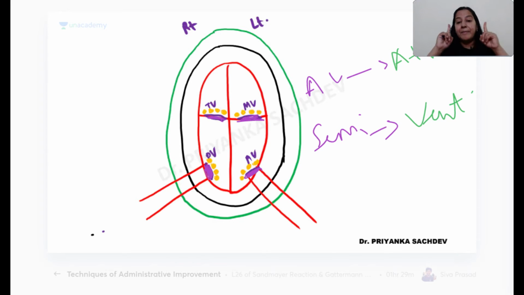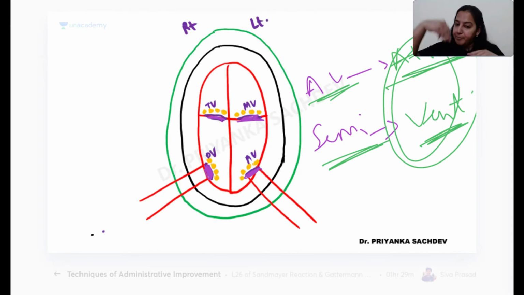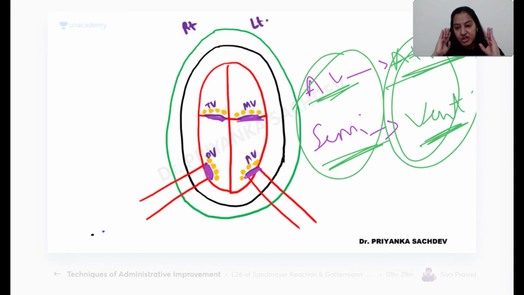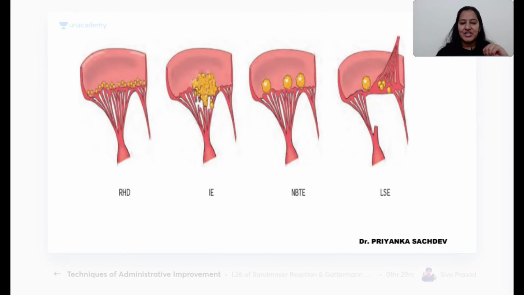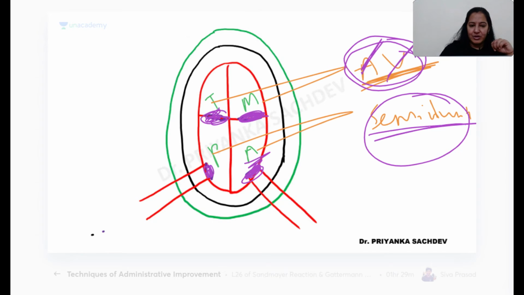So vegetations are present on the atrial surface of AV valves and the ventricular surface of semilunar valves. Both of these are upper surfaces of these valves. So in short, vegetations are present on the upper surface of all valves. Done? Got it? So that was the concept. That was a simplified diagram. I can draw it for you. So what is the location? You tell me. So this is the location.